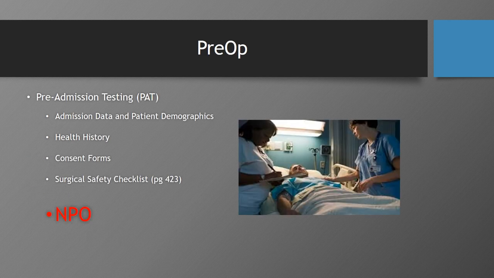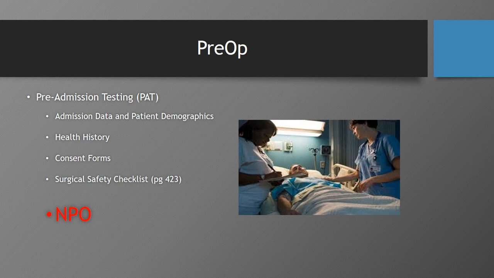So with pre-op, it's pre-admission testing, which is also called PATS. It's admission data and patient demographics. They'll collect a health history, and they'll make sure that all the consent forms are signed. If they're not, they'll do that then. And then they'll also do a surgical safety checklist. Now, this says page 423. That's from the old book, but it's now page 420 in chapter 17.